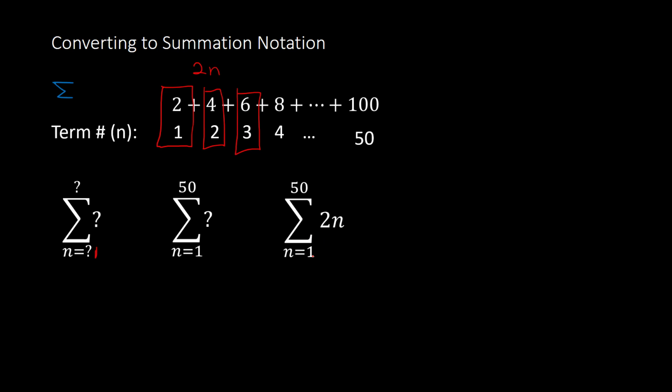And we can double check our answer by plugging back in the numbers 1 through 50 in place of n. 2 times 1 would give me 2, then plug a 2 in to get 2 times 2, which gives me the 4, 2 times 3 gives me 6, and etc. So if we plug the numbers back in, we would get the same series that we started with.